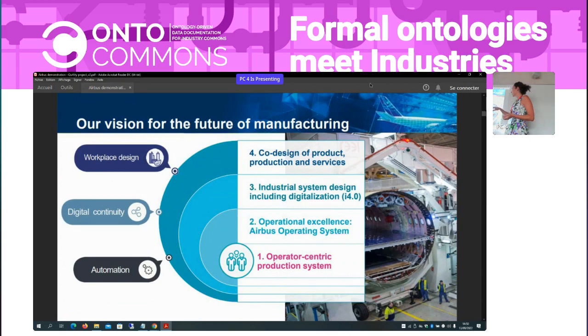The third pillar is industrial system design. To make sure that during operations we can bring the most excellence, we need to consider a lot of things from design. This industrial system design includes every digitalization option that we can consider that will later be used in the operational system. So this is our third pillar. And fourth is the co-design.